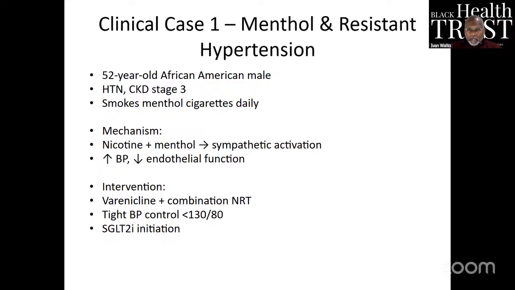Clinical case 1, menthol and resistant hypertension. A 52-year-old African-American male with hypertension, chronic kidney disease stage 3, who smokes menthol cigarettes daily. Bless his heart. Mechanism: the nicotine in the menthol leads to sympathetic activation, which increases the blood pressure and decreases the endothelial function. The intervention would be varenicline in combination with NRT, tight blood pressure control, getting it less than 130/80, and SGLT2 inhibition initiation.